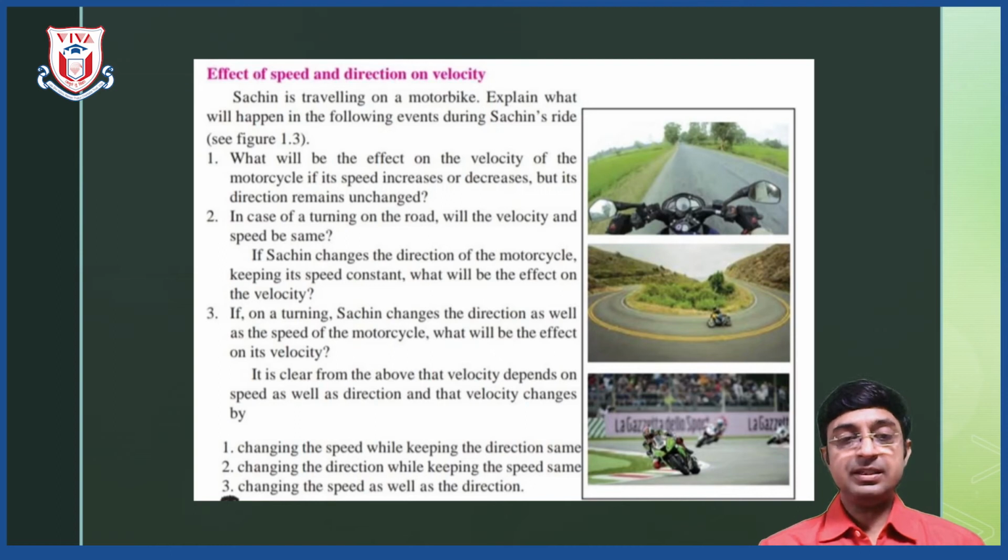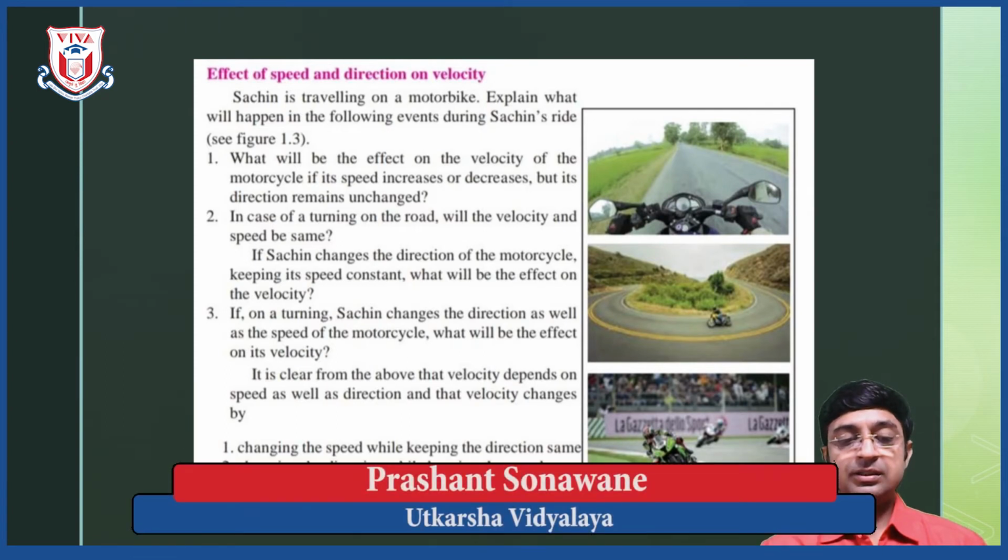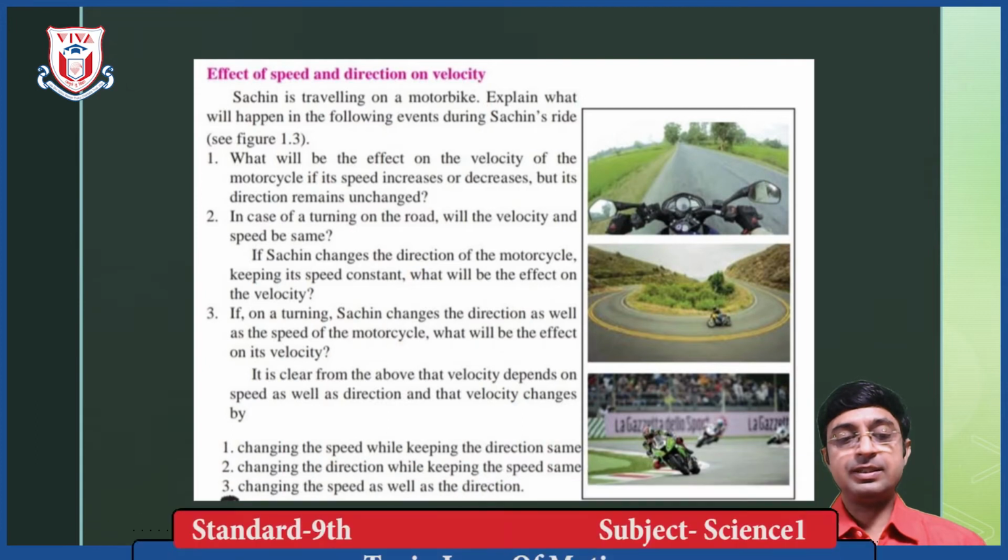Now from these three examples, it is clear that velocity depends on speed as well as direction, and the velocity changes by three conditions. Which are those three conditions? First one, changing the speed while keeping the direction same. Second point, changing the direction while keeping the speed same. And third point, changing the speed as well as the direction. So for 3 marks, this question is asked: what are the conditions on which velocity changes?